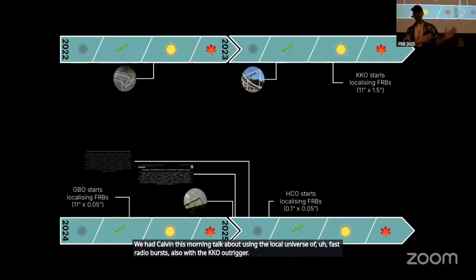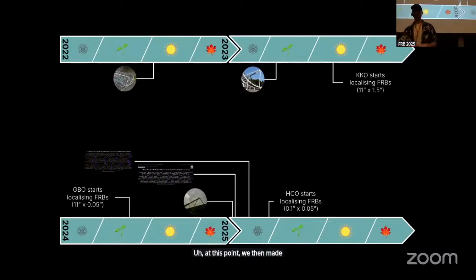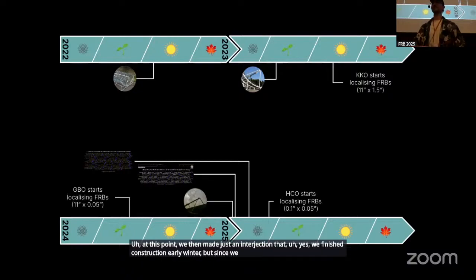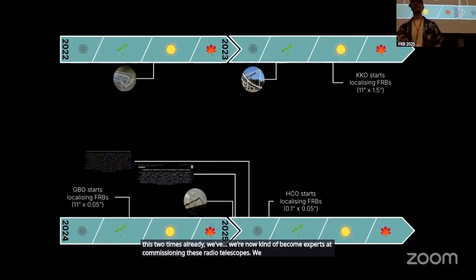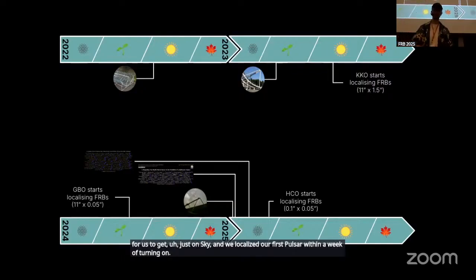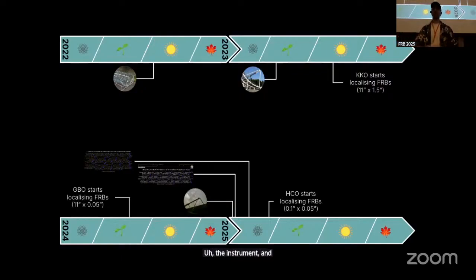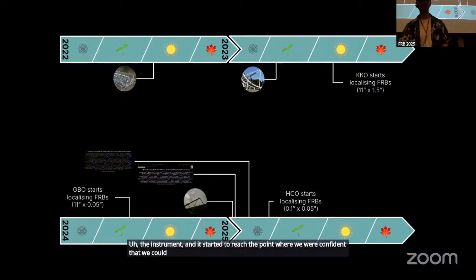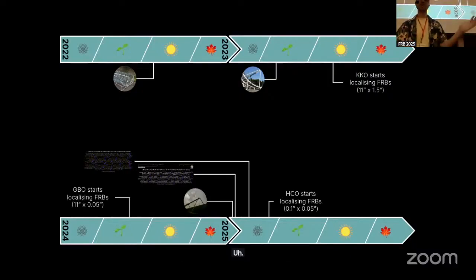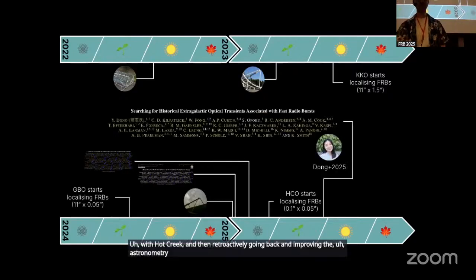At this point, I'll make an interjection: yes, we finished construction in early winter, but we've done this two times already. We've now become experts at commissioning these radio telescopes. We shortened the time it took for us to get on sky. We localized our first pulsar within a week of turning on the instrument. And we reached the point where we were confident that we could start localizing FRBs with Hat Creek and then retroactively go back and improve the astrometry as we went on.